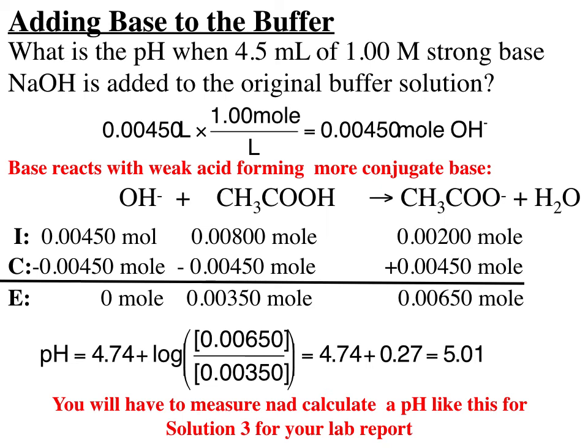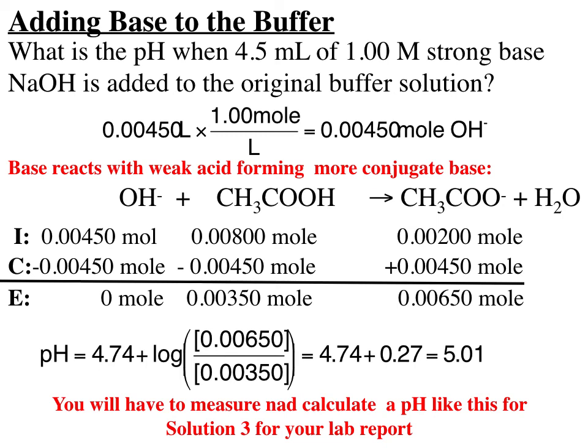So when the dust settles, there's 0.0035 moles of weak acid left, and there are 0.0065 moles of conjugate base built up into the solution. So now I turn to my Henderson-Hasselbalch equation using these new numbers. The pKa is still the same as it was originally, 4.74, but now I have new values of the conjugate base and the weak acid. So I get a pH value of 5.01, which is higher than the pH of the original buffer.